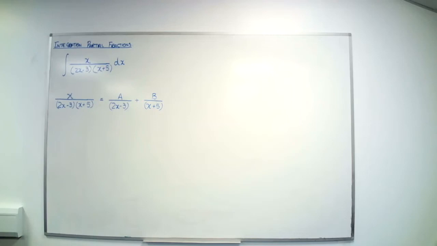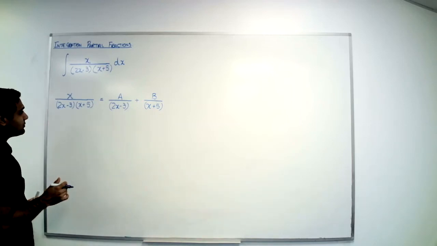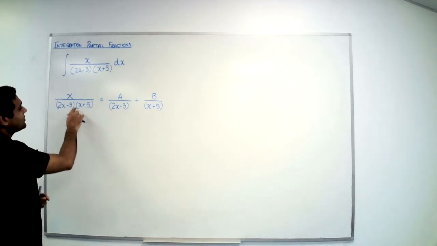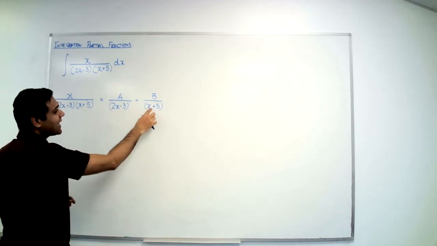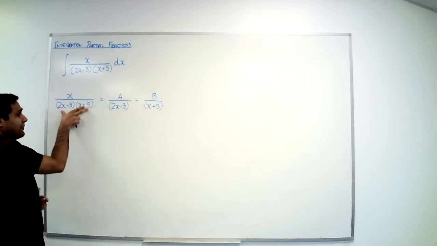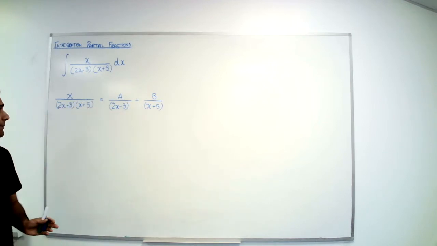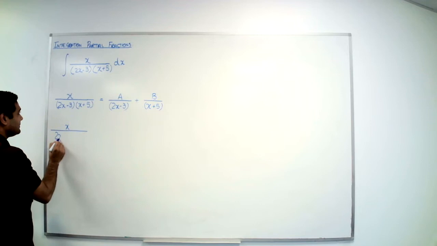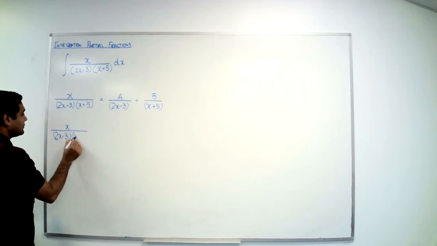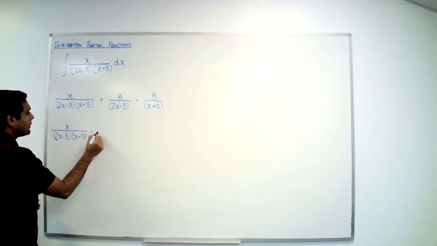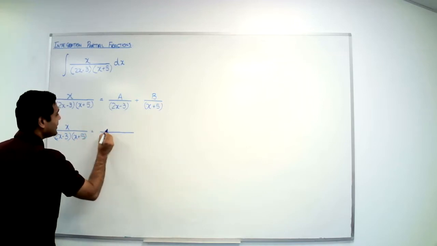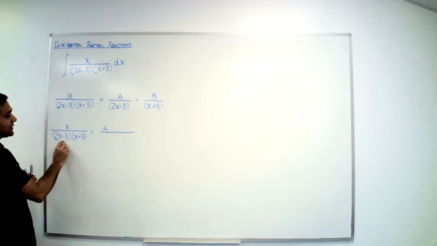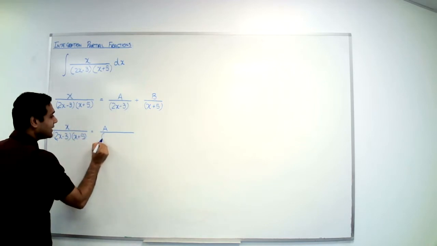After you've done the first step, what you do is you multiply. This denominator is 2x minus 3, but this is x plus 5. This is different. We want to make all the denominators the same. So what I'm going to do is the first one I can rewrite as it is. The second denominator, there's an A there, but I want to make it the same with that one, 2x minus 3 times x plus 5. 2x minus 3 is already here.